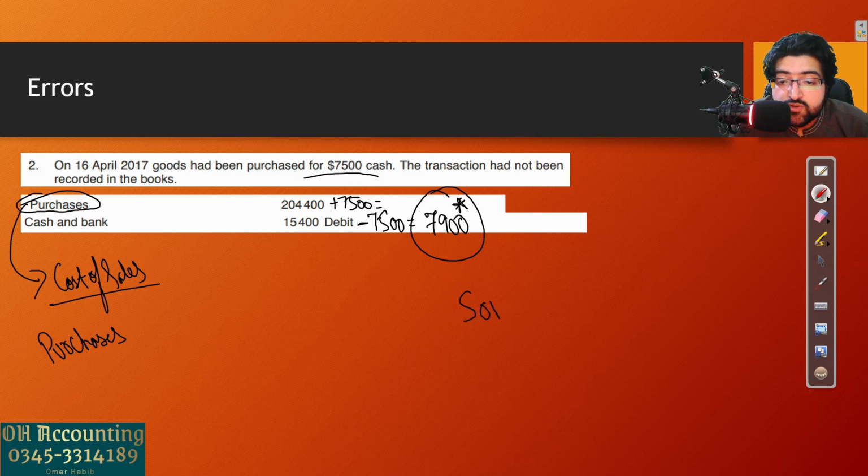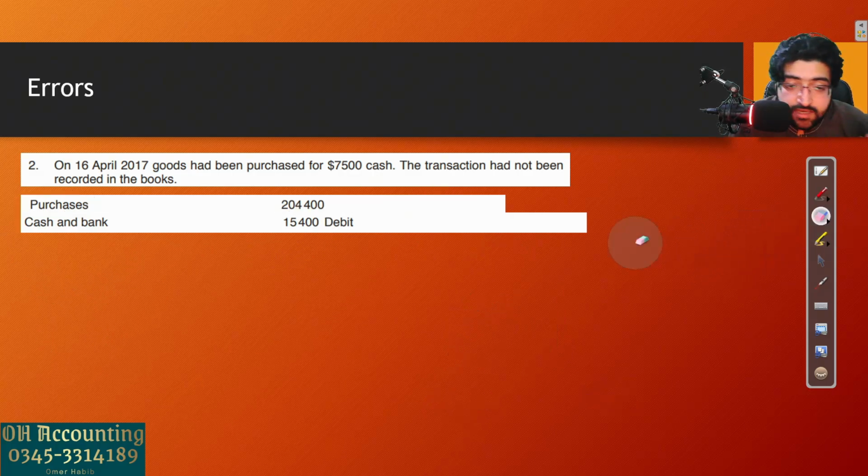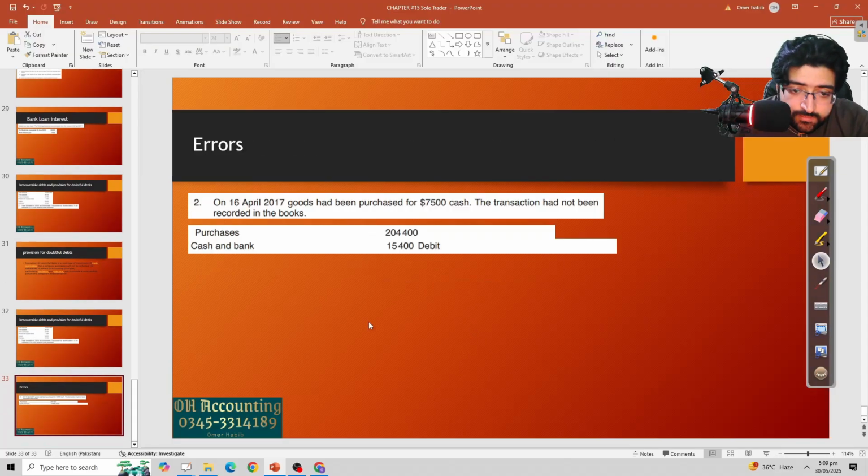So when I prepare my SOFP, when I prepare current asset section, you know cash and bank, both of these are current assets. I will record them at 7,900. Okay, the adjusted value, not at 15,400. That would be wrong. So we have to show the actual or real amounts in these statements. That's why we make adjustments to the trial balance before making the income statement and SOFP, so that these changes are included. Okay, I think that's it for the adjustments. Let's move on to the question now.